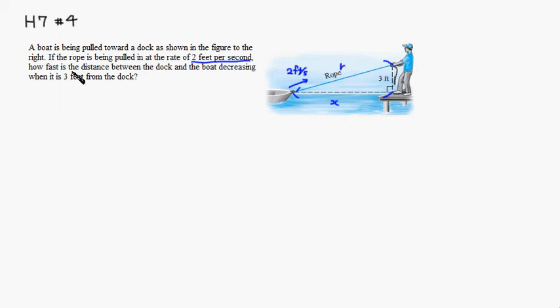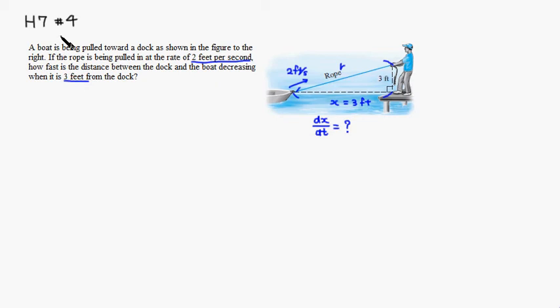Then we're looking at how fast the distance is changing, so we're actually looking for the rate of change of x with respect to time, so it's dx over dt. This is what we're looking for, when the boat is 3 feet from the dock. So x at this moment is 3 feet, and that comes from here.